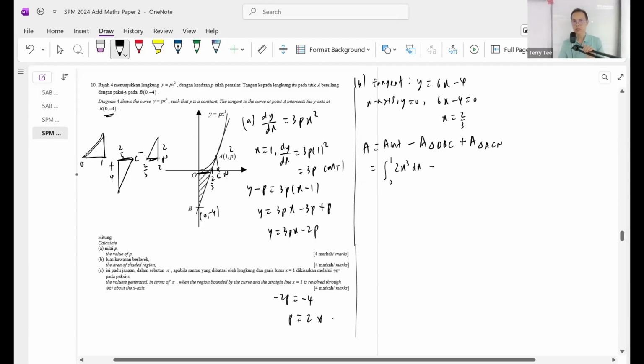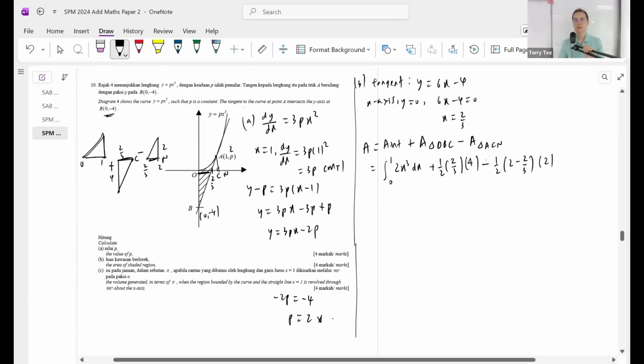The area of the first triangle is the triangle below, half times base times height. Your base is 2 over 3. Your height is 4. But you don't go and put negative. Your height cannot be negative, right? Then you add this part first. You add, and then you subtract the triangle on top. The triangle on top is half times base. Your base is 1 minus 2 over 3.